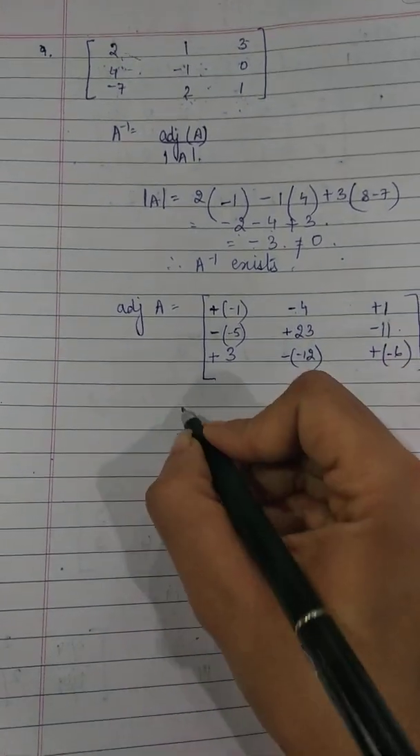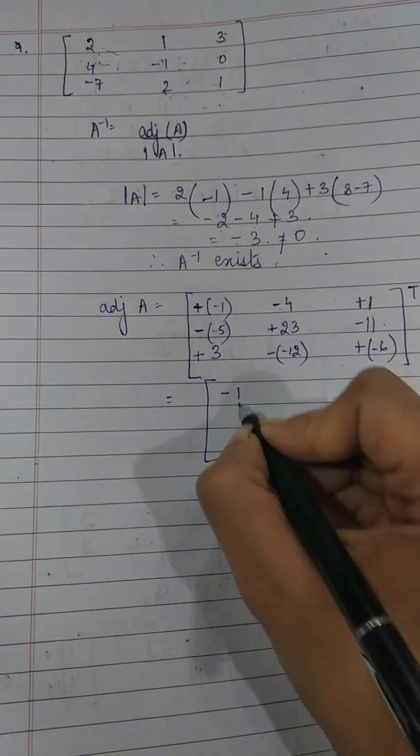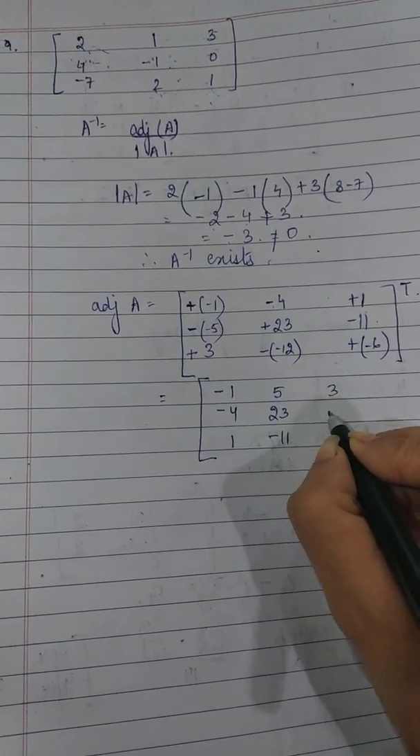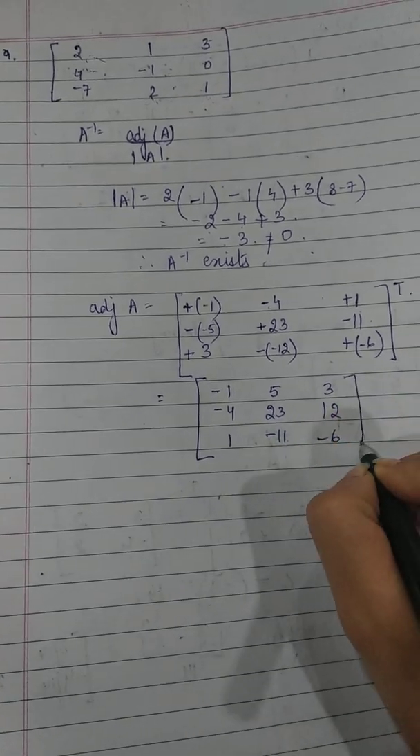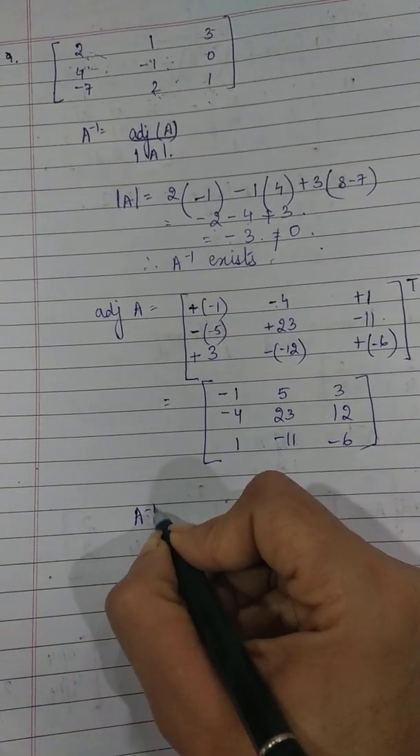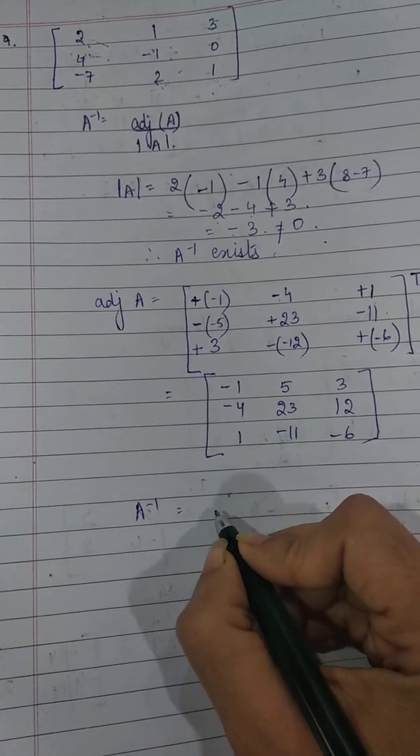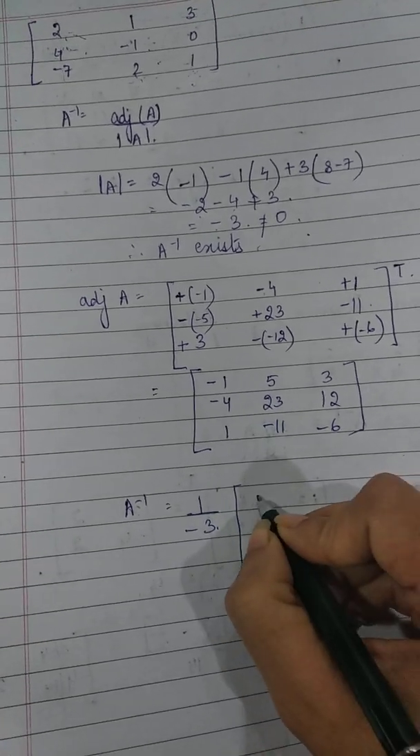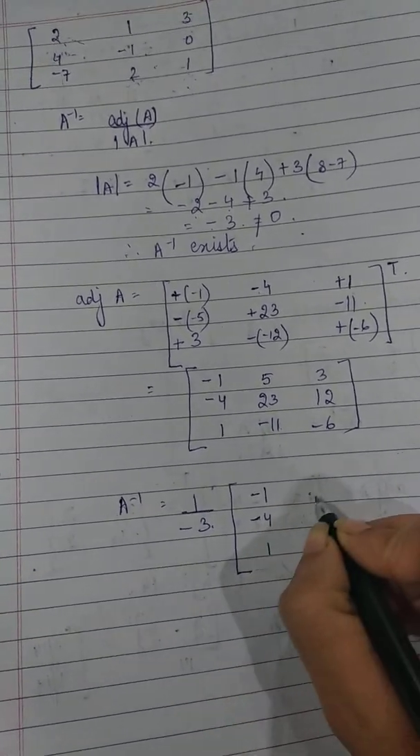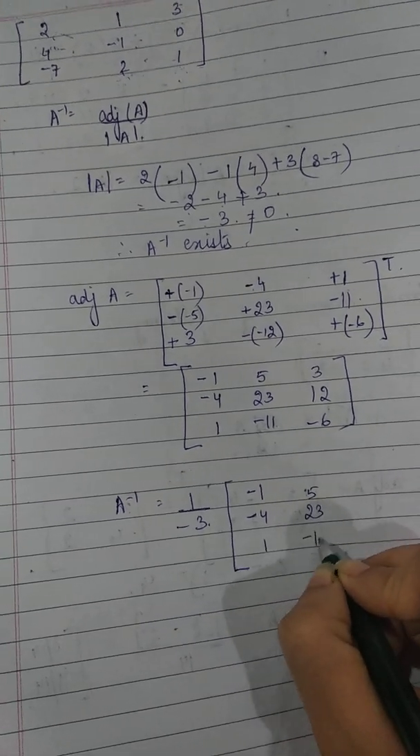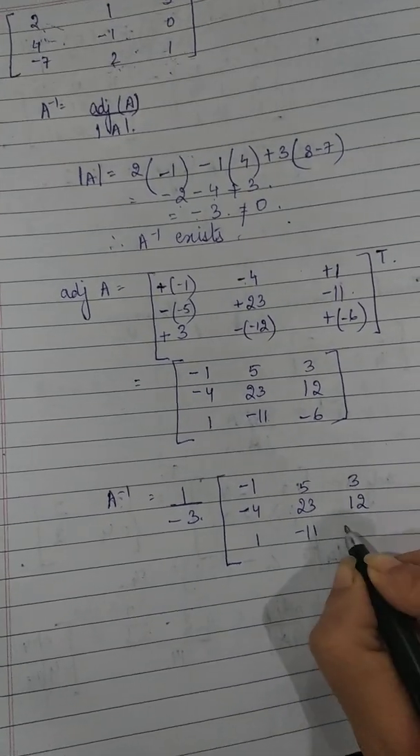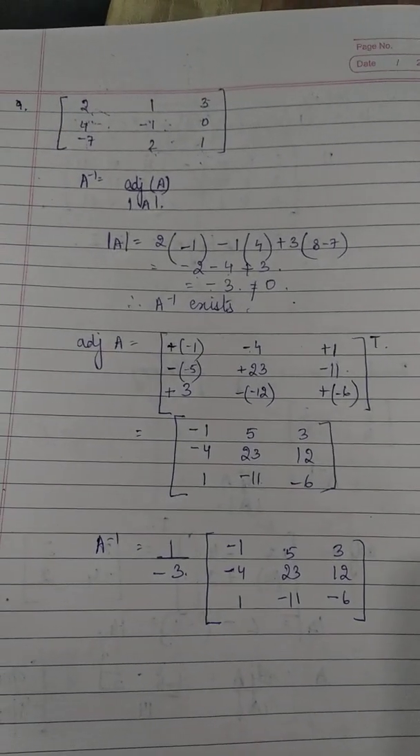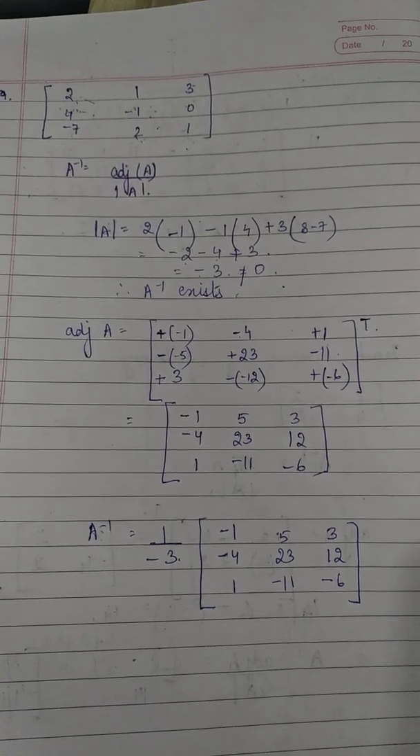We'll find out the transpose, which will give us the adjoint value. This is minus 1, minus 4, 1. This is 5, 23, minus 11. This is 3, 12 and minus 6. So what is the inverse? Inverse is 1 upon determinant A, that is 1 upon minus 3 into adjoint, that's minus 1, minus 4, 1, 5, 23, minus 11, 3, 12 and minus 6. So this is how we find out the inverse of a given 3 by 3 matrix, right?